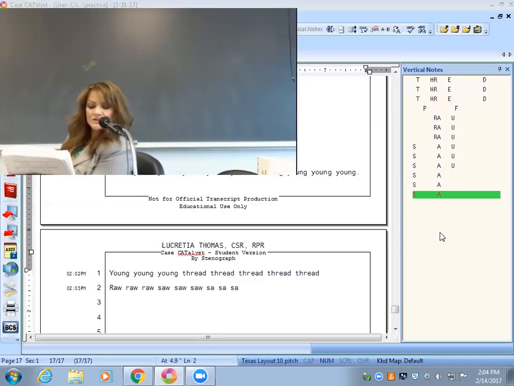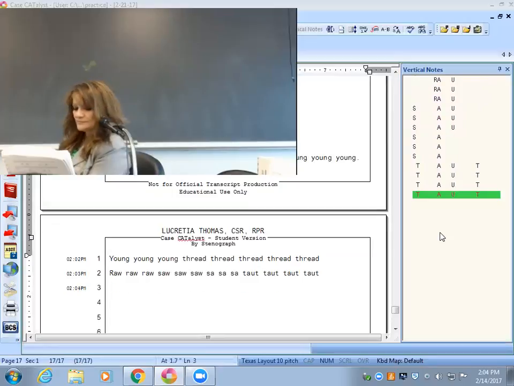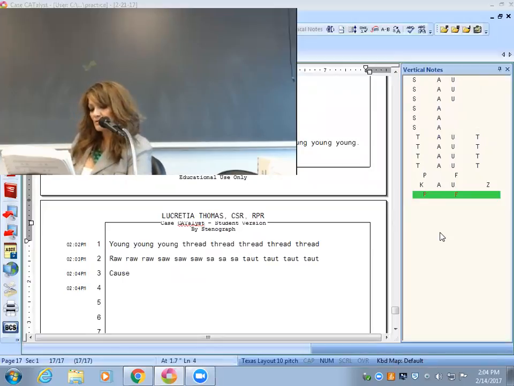Taught, T-A-U-T. And then you have cause. His cause was unknown, K-A-U-Z. So make sure these are different. They have an A and a U. They're not just one vowel that's sounding one way. It's now a combination of vowels and it's a different sound. So these are very important. Make sure that you memorize the box on page 54.